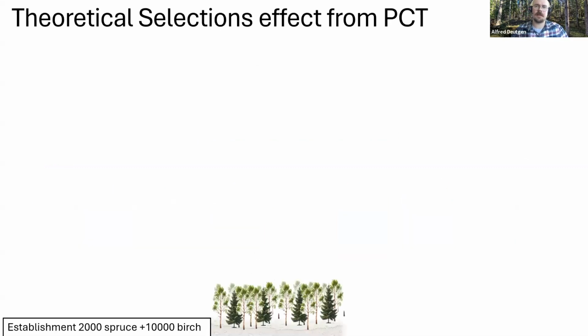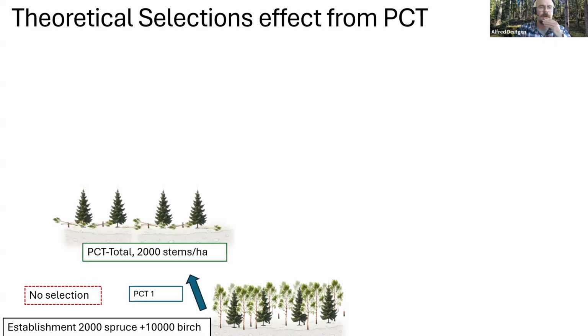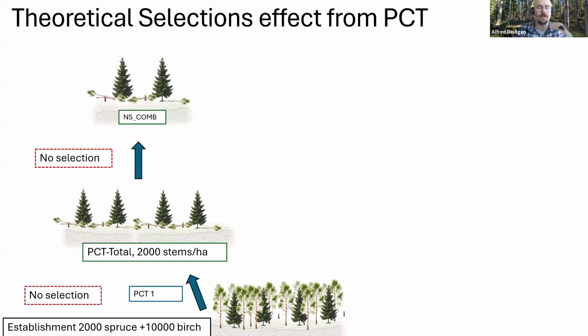And then there's a, what do you say, theoretical selection effect from doing a pre-commercial thinning that is maybe also affecting the results and has to be considered. If we have a forest with 2,000 spruce and we get the 10,000 stems per hectare birch, when you do a pre-commercial thinning and remove all the birch, you have 2,000 stems left, the same trees that you had from before, the same spruce. And then when you remove the birch stumps again, you have still the same 2,000 spruces.